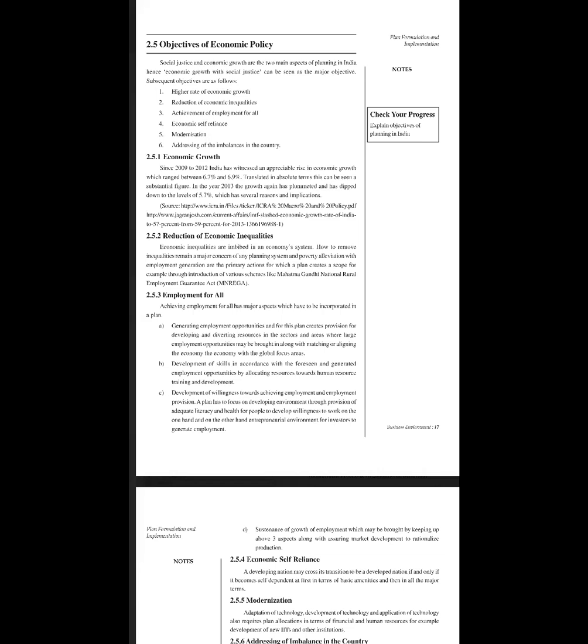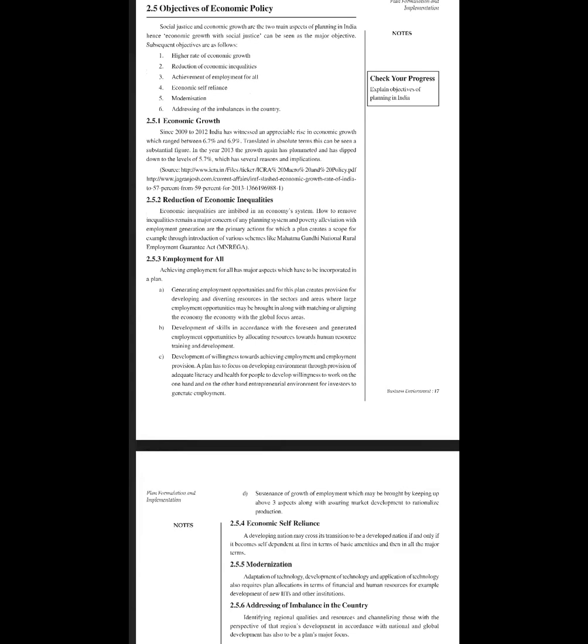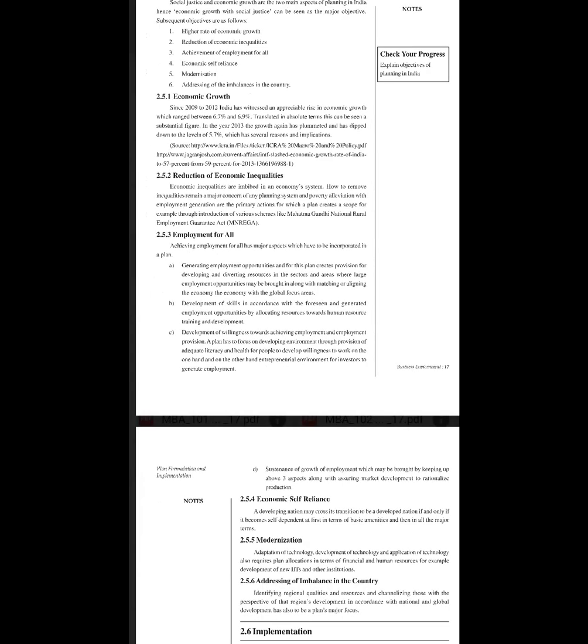Now see, they have created few things in favor of the people who are unemployed, so that they can get employment, and we can reduce the gap between richer people and poor people, such as Manrega. They have given the example of Manrega, Mahatma Gandhi National Rural Employment Guarantee Act. With the act, they are getting various schemes.